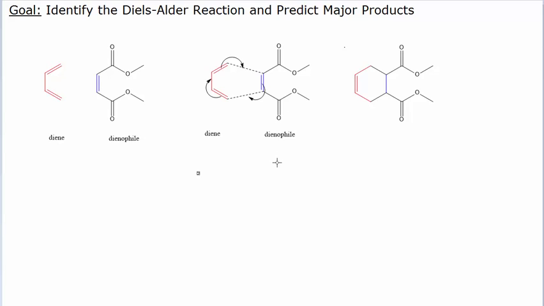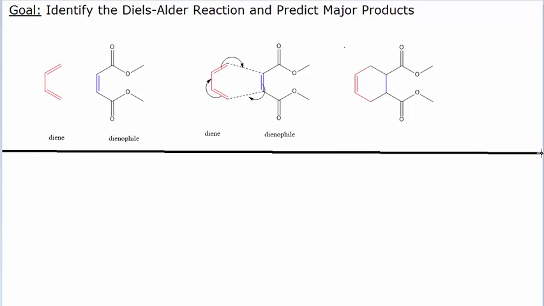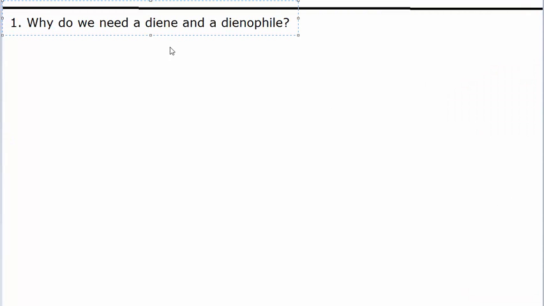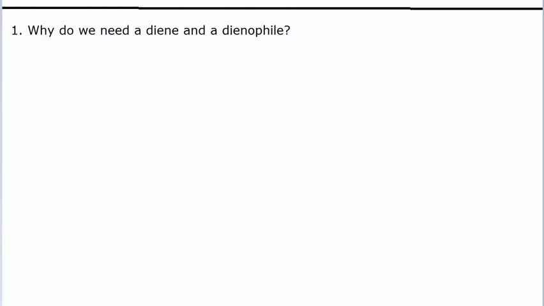Okay, so you probably have a lot of questions when it comes to what exactly is going on here, and that's what I hope to clarify. So this is a very intricate reaction. It has a lot of pretty cool, well-studied reactivity, so let's dive in. Okay, so what's the first question? The first question is, why do we need a diene, and why do we need a dienophile? So why are these two functional groups what we need here for the reaction?